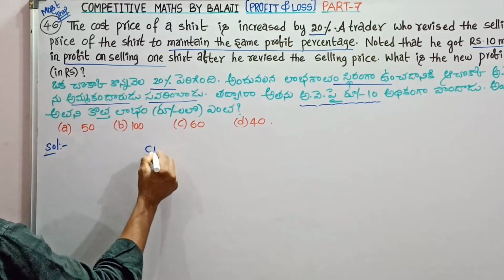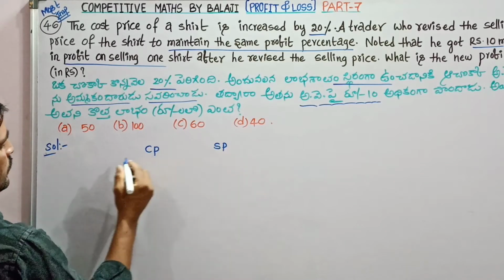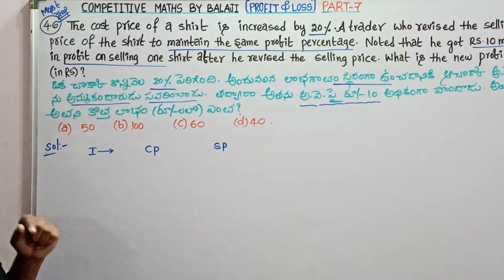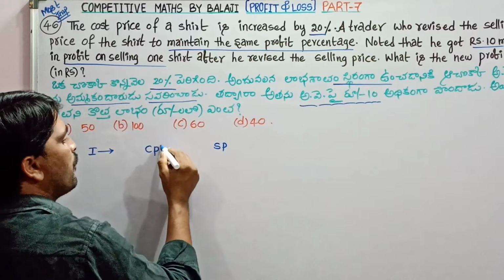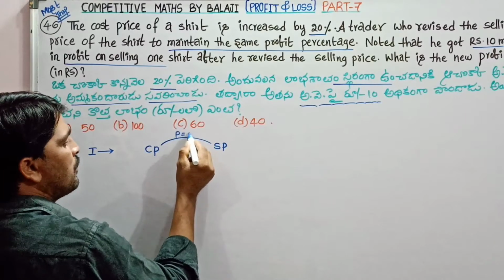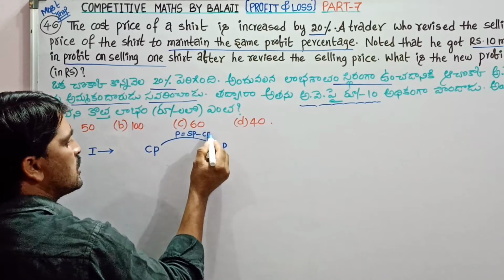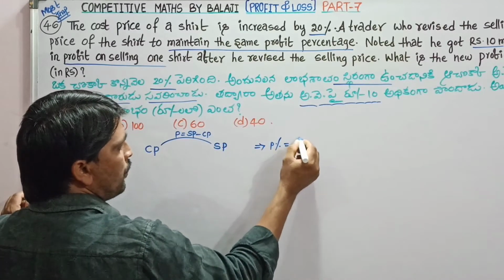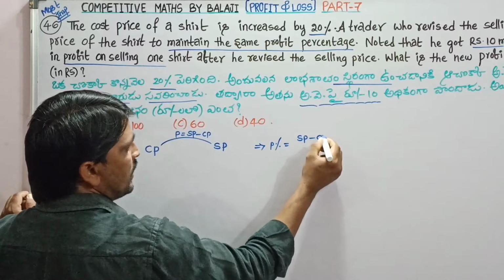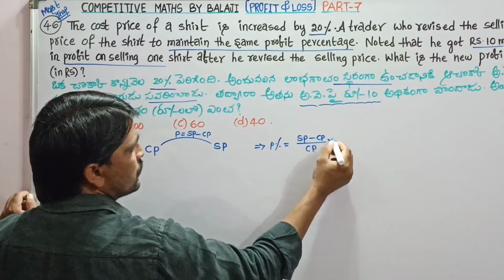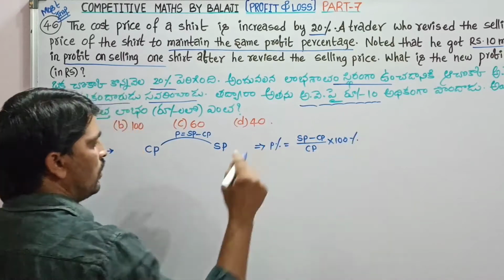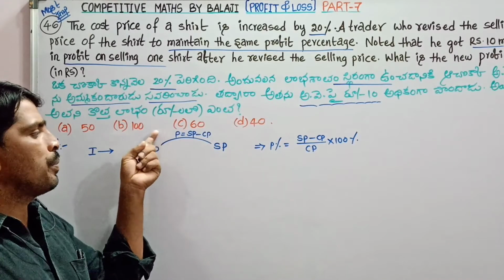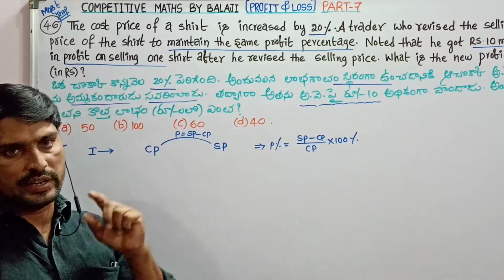Let us consider CP and SP. These are the initial cost price and initial selling price. Then what is profit? Yes, profit is given by SP minus CP. In this case, what is the profit percentage? Profit percentage is (SP minus CP) by CP into 100%. So this is the initial CP, initial SP, and initial profit percentage.